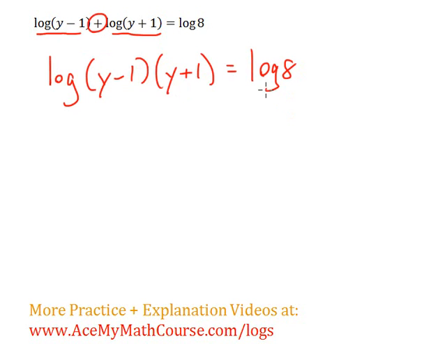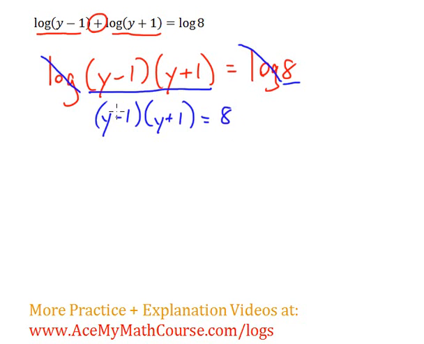Great. Now, what can we do? I can actually just cancel out the logs right away. That's going to make things a lot simpler. And why can I do that? Well, I have log of one thing equaling the log of something else. So they just go away. Great. Now we have y minus 1 times y plus 1 equals 8.